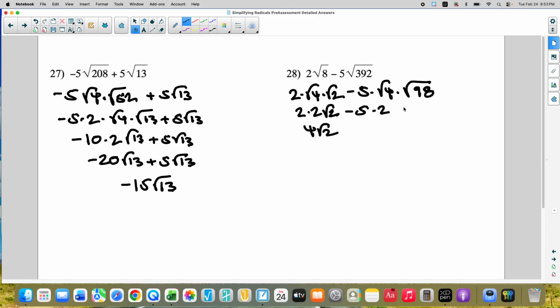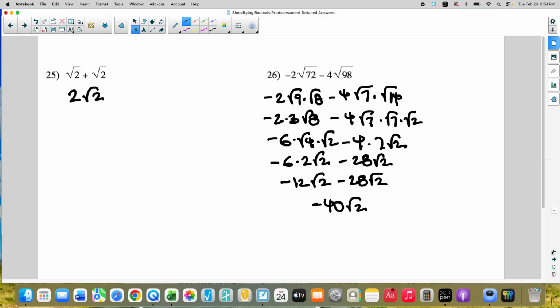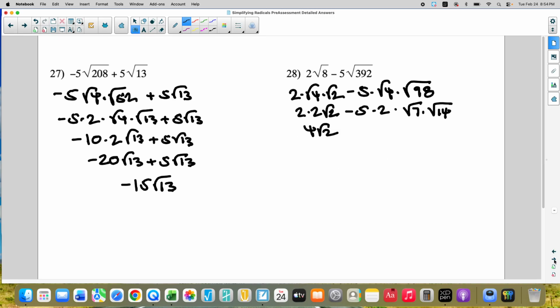Does 7 go into 98? Yeah. Did we do 98 already? 7 goes into it. Now maybe 7 doesn't work, but we'll see. 7 goes into it 14 times. We must have done 98 already. 98 we did, so that's negative 10. We're going to break rad 14 into rad 7, rad 2.